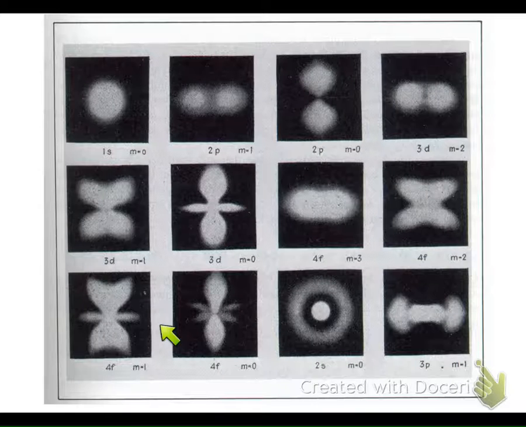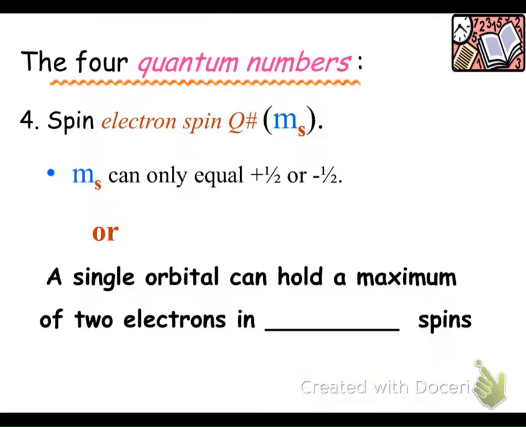Here's just an electron density picture of those orbitals, the SPD, in a little bit more detail and in a real-life picture. Our last quantum number is spin, and so spin just tells us whether or not the electron is spinning at a plus half or a minus half.